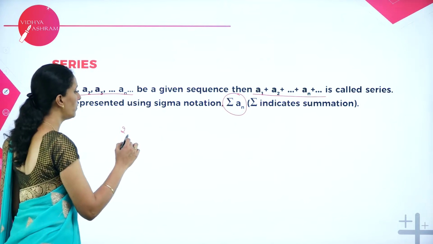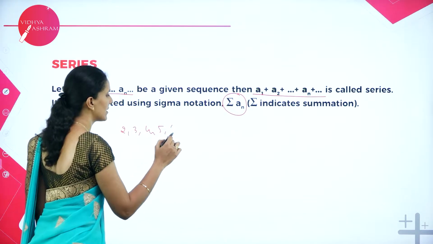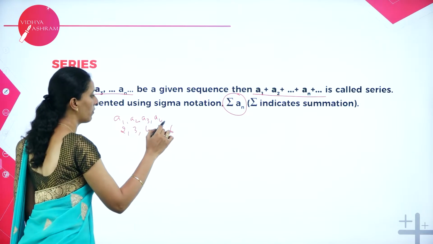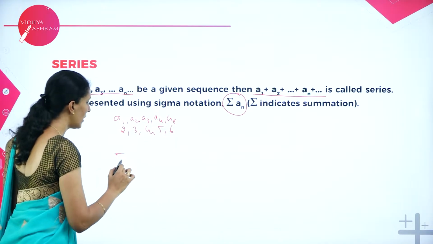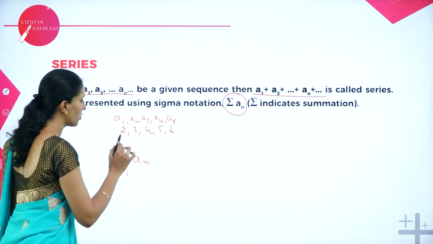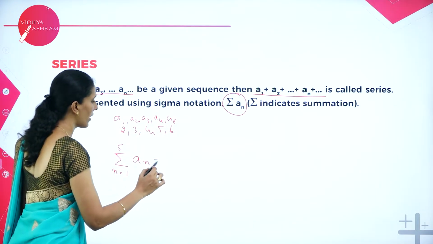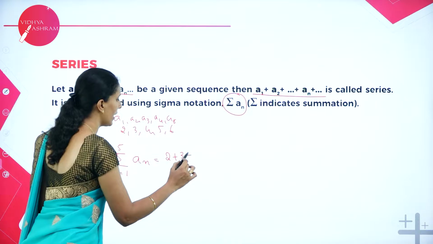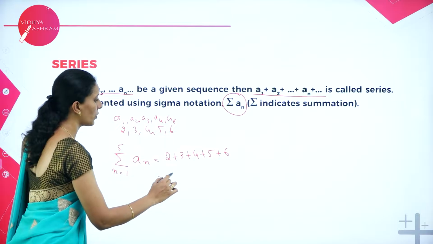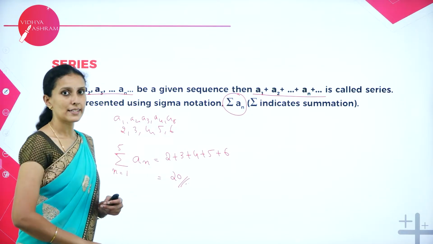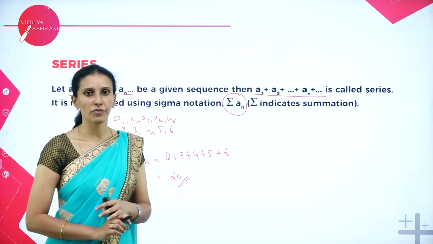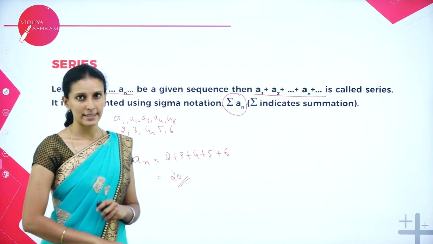Suppose you have 2, 3, 4, 5, 6. So, these are the terms a1, a2, a3, a4, a5. Then you should add all the numbers in the form of an. Here n varies from 1 to 5 because you have only 5 terms. So, n is from 1 to 5. That means you are adding a1, a2, a3, a4, a5. When you add, this is equal to 20. So, this is called the series. Adding the sequences, or taking the summation of the sequences, is nothing but the series.